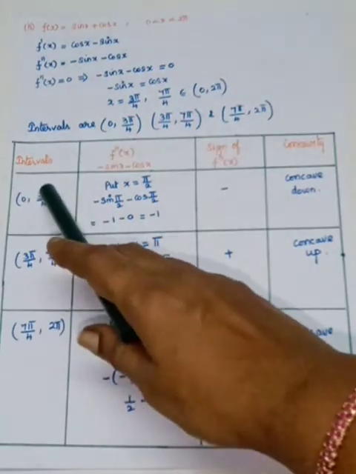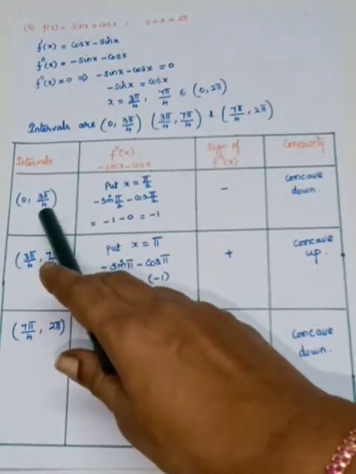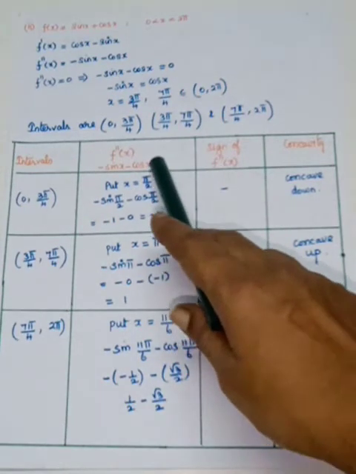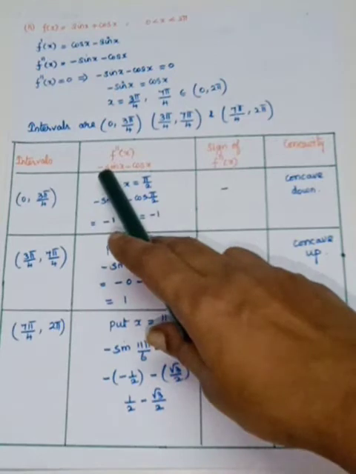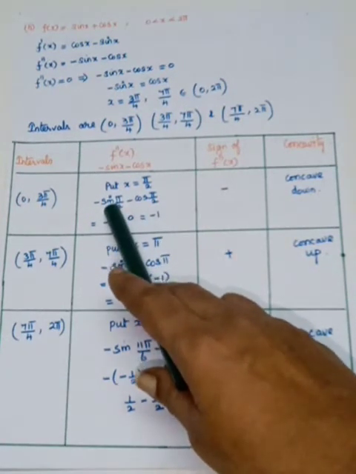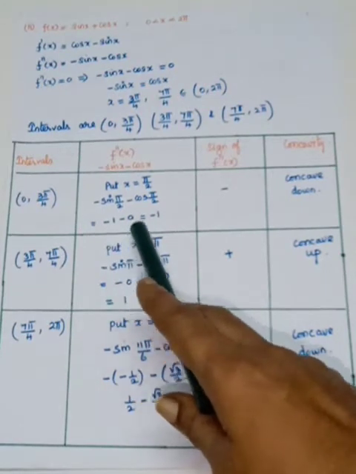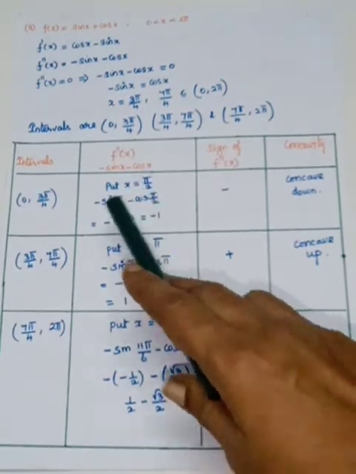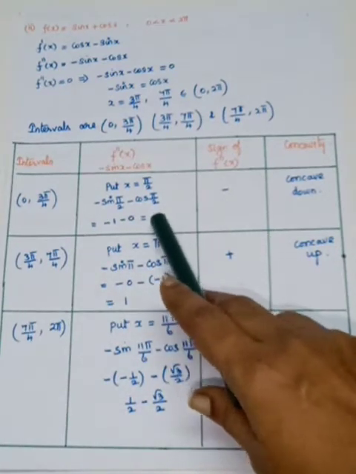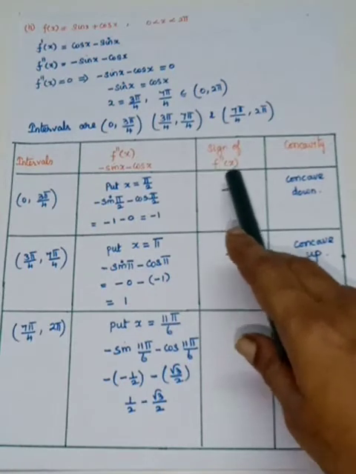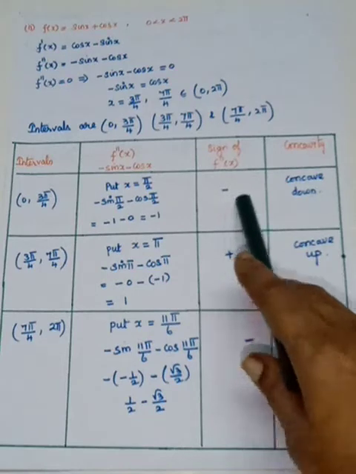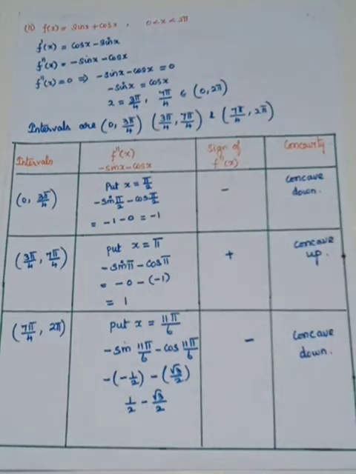So 0 to 3 pi by 4, that is 0 to 135 degrees. In that I have taken x is equal to pi by 2, that is 90 degrees. If I substitute, minus sin pi by 2 minus cos pi by 2. Sin pi by 2 is 1, so it is minus 1 minus 0. So the answer is minus 1. In this interval, f double dash of x is minus 1, which is negative. So the sign of f double dash of x is negative, meaning it is less than 0. So the function is concave downward.